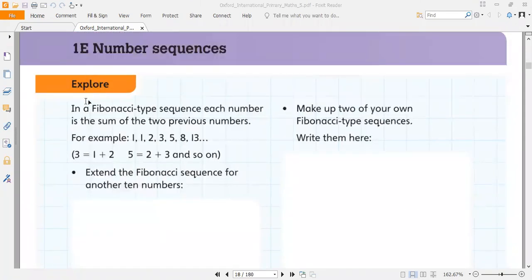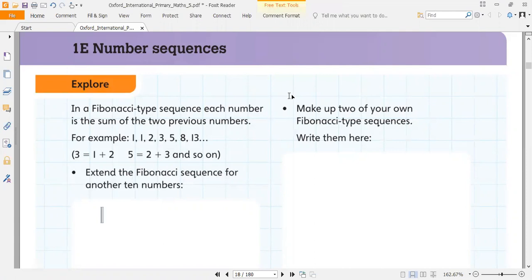So here's the exercise. In a Fibonacci type sequence, each number is the sum of the two previous numbers. For example, here is 1, then again a 1 is coming, and then 2 is the sum of these previous numbers. Then 3 is the sum of these two previous numbers. So we have to extend the Fibonacci sequence for another 10 numbers.